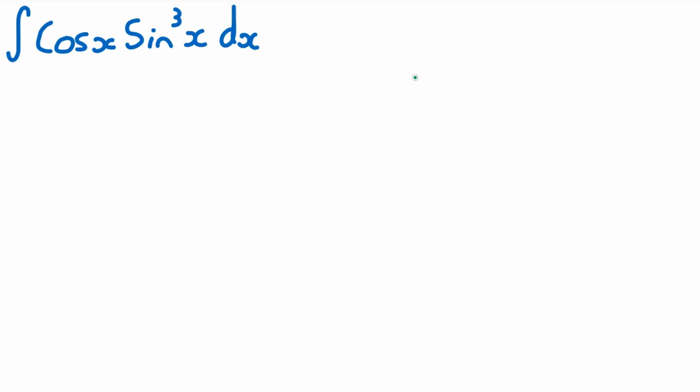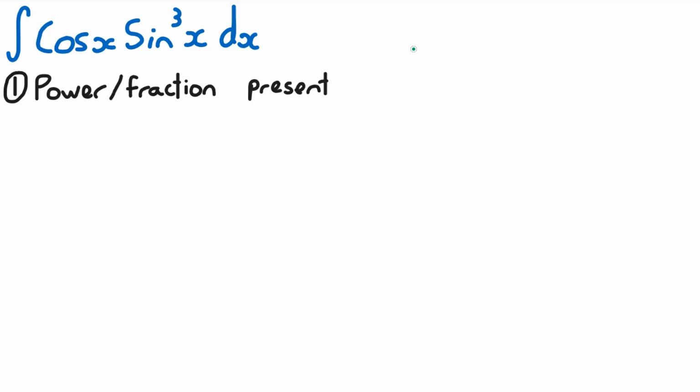Now, normally there are two clues for when we need to use the reverse chain rule. The first clue is if we have a power or a fraction present. And you can see for this integral here, we have this power of 3 present here, like this. So we can tick off this clue. This power of 3 is a suggestion that we need to use the reverse chain rule.